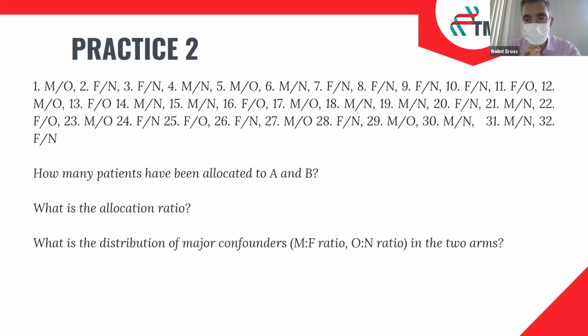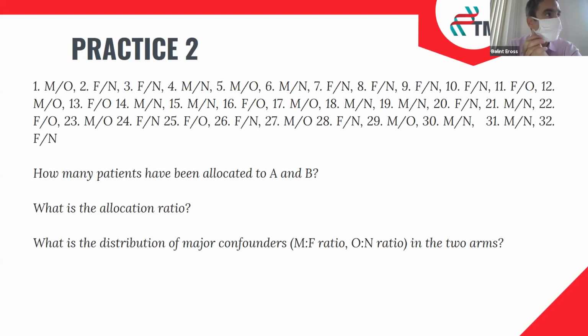Nori, what happened to your lot? How many patients have been allocated to A and B? In the treatment A group, we have 18 patients, and in the treatment B group we have 14. And in the first arm we have 12 males and 6 females, 7 obese and 11 non-obese patients. And in the second arm we have 4 males and 10 females and 5 obese and 9 non-obese patients.